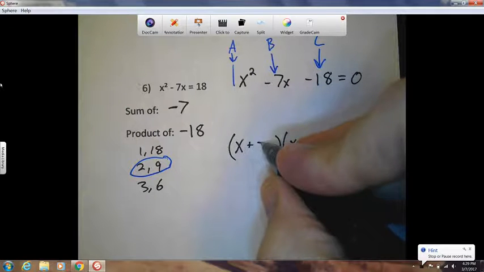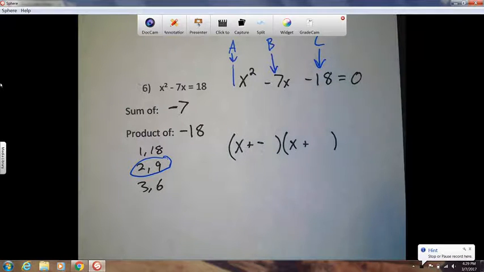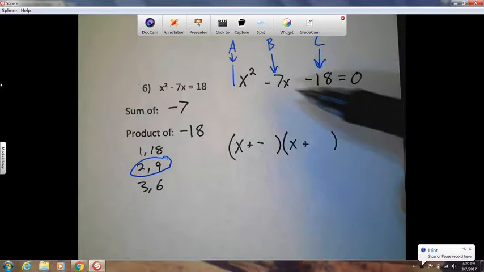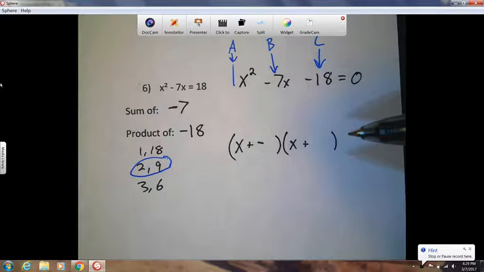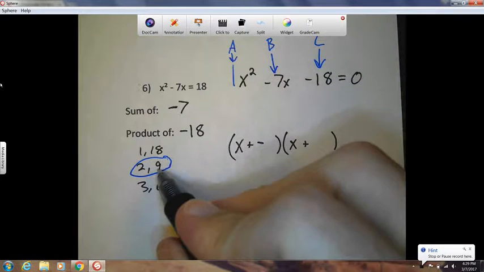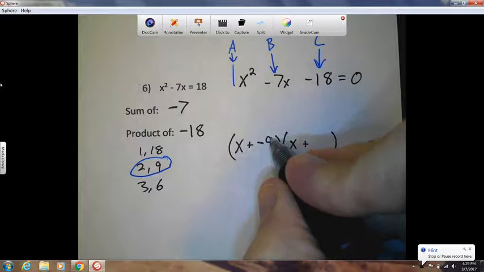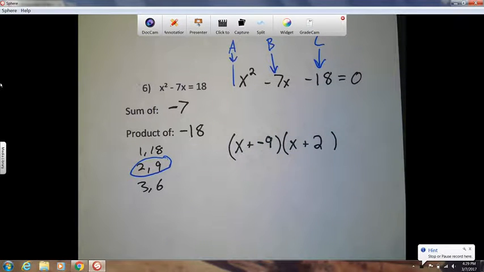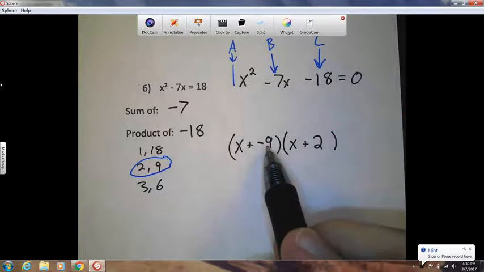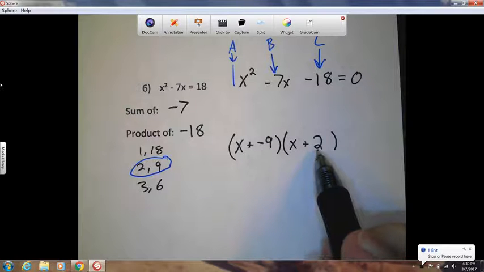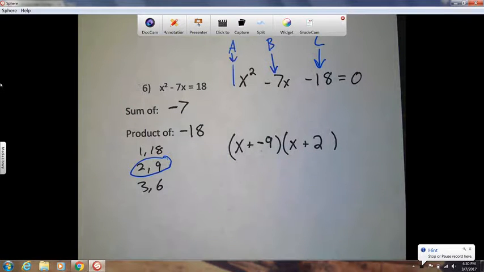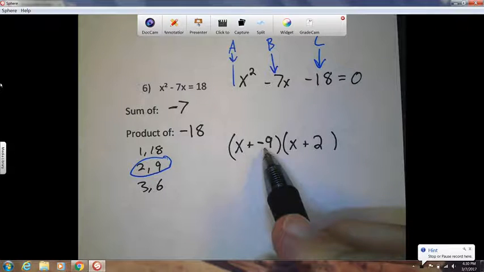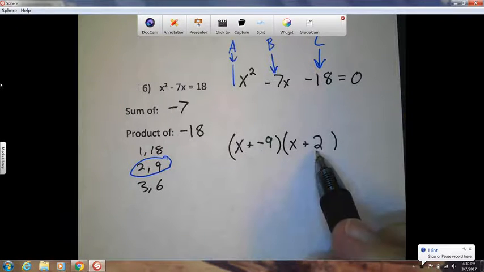And it needs to add to negative 7. So that tells me that I need the negative to be the 9, the positive to be the 2. Negative 9 plus 2 is negative 7. Negative 9 multiplied by 2 is negative 18. Now I still have an equation. I still have equals 0, so I have to finish.